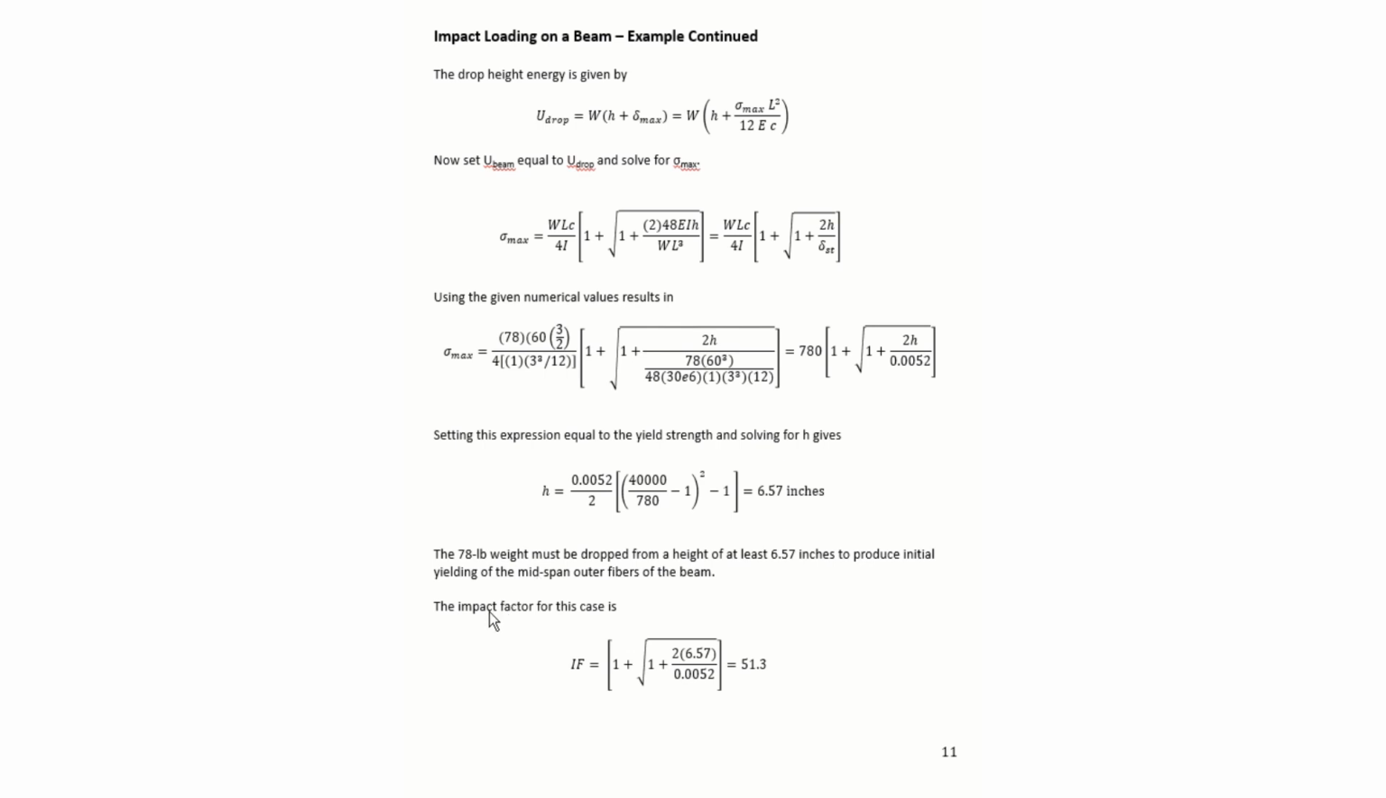And the impact factor for this case is huge. Look at the impact factor. By dropping that weight 6.57 inches, it turns out to be an impact factor of 51.3, or 51.3 times what it would be without a drop height and just the applied load. So 51.3 times what the static load of that 78-pound weight would be. That's a huge effect by a simple drop of 6.57 inches.